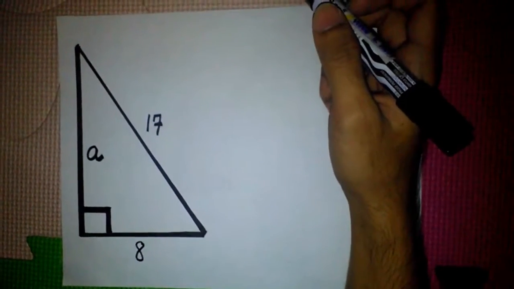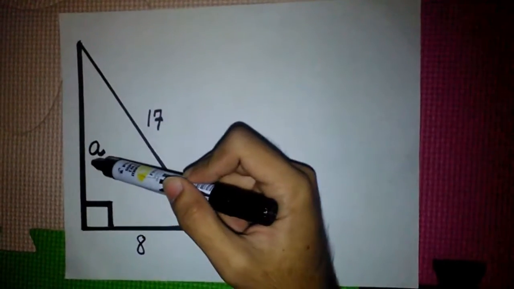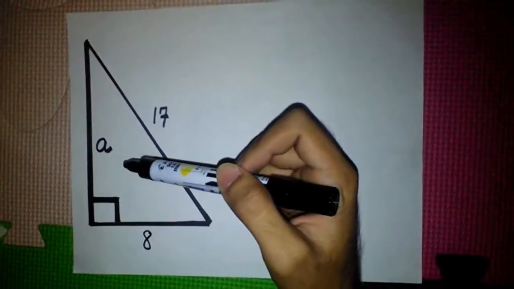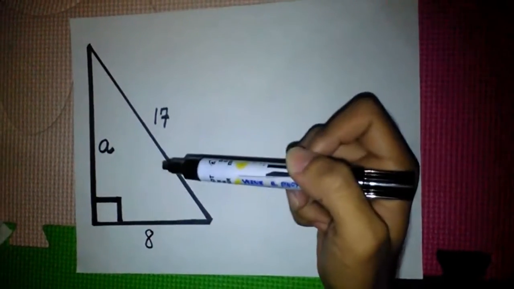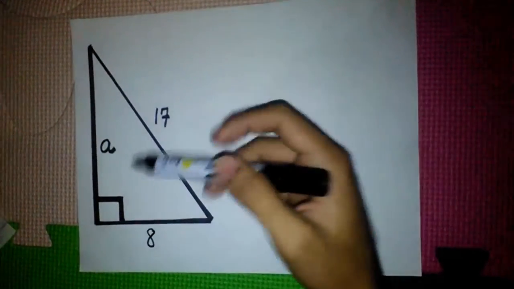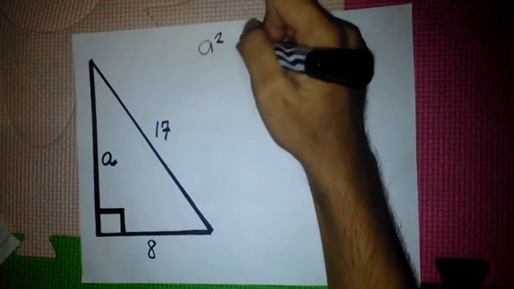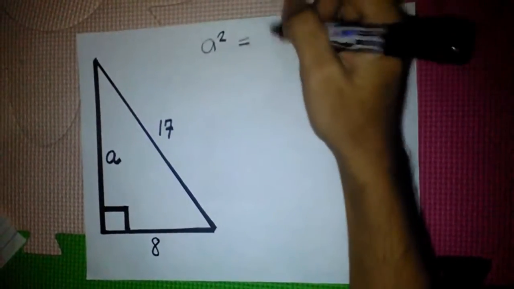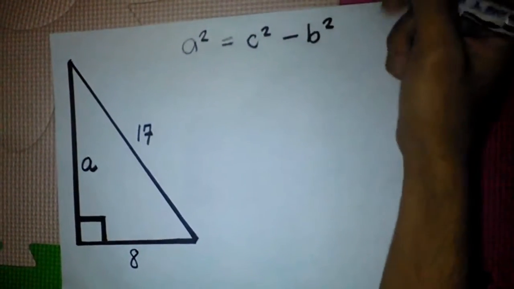Now, let us look to our next example. As we can see in this figure, the missing side is the altitude. When one of the legs is missing, we have to subtract the square of the given leg from the square of the hypotenuse. So in this case, we will use the formula a squared equals c squared minus b squared.